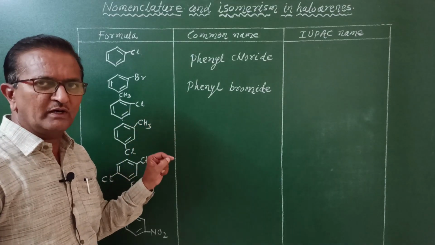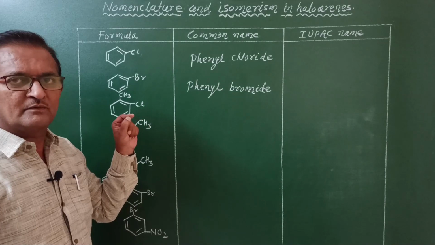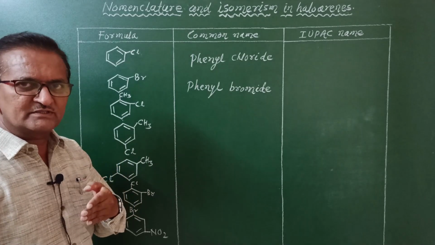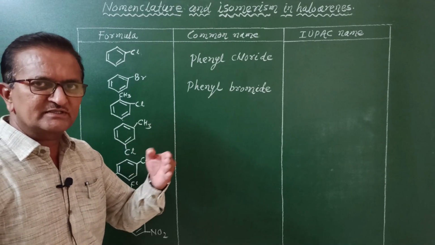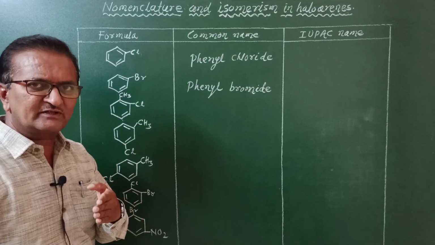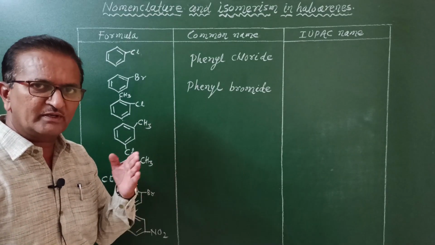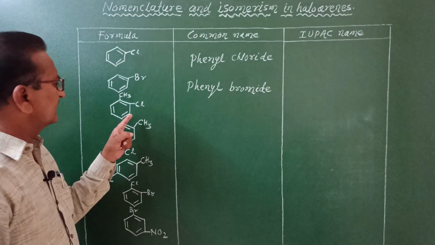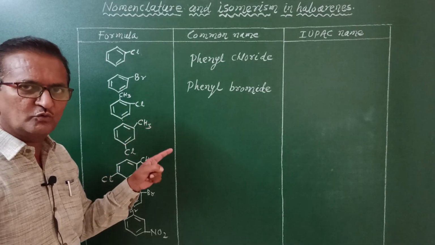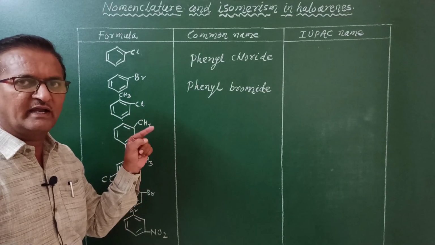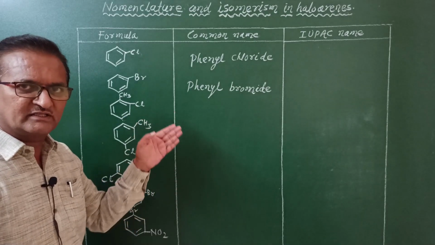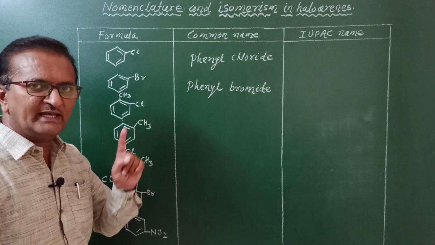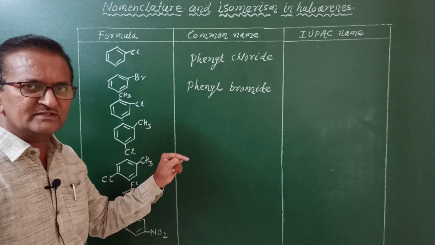In dihaloarenes or disubstituted benzene derivatives, in the common name system, different prefixes are used. What are the prefixes used to write the common name of dihaloarenes or disubstituted benzene derivatives? Prefixes used are ortho, meta and para. These are the prefixes used to write common names of dihaloarenes or disubstituted benzene derivatives.